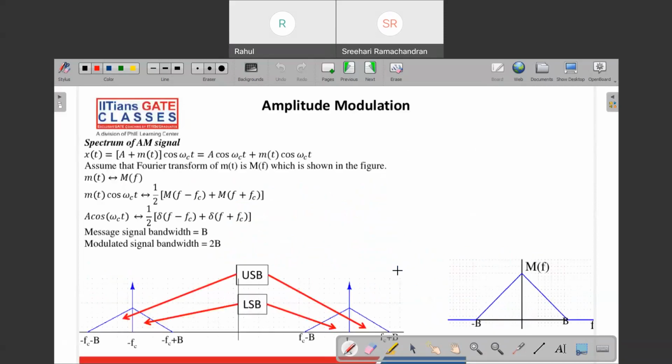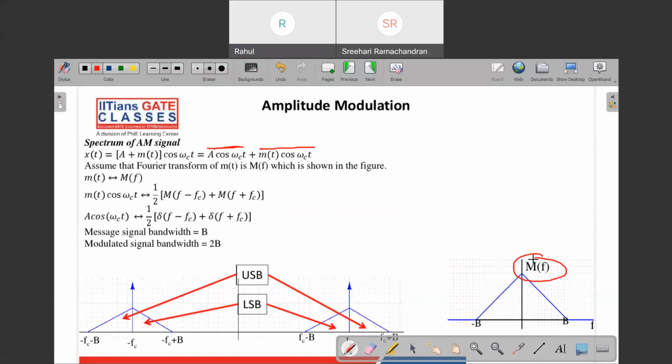Let me go to the next slide. Now let's see how the spectrum of the amplitude modulation looks like. When you see the time domain signal, it looks like A plus m(t) cos omega ct, or you can write it as A cos omega ct plus m(t) cos omega ct. Before drawing the spectrum of the AM signal, let's first assume that we have a message and the spectrum looks like this. Okay.